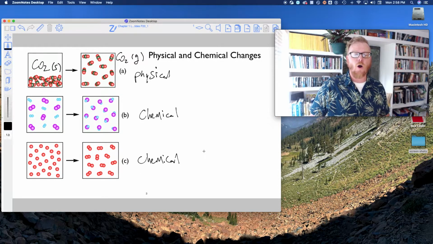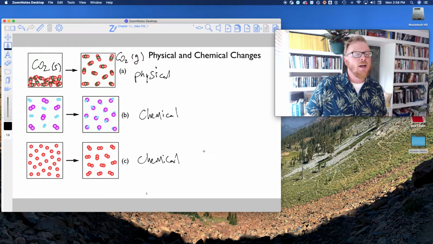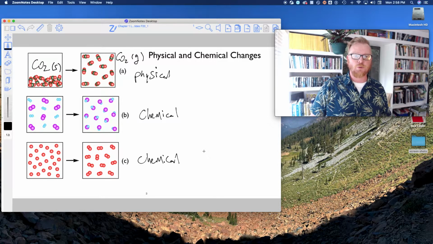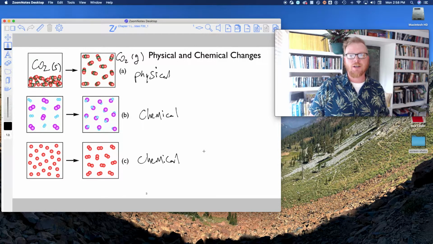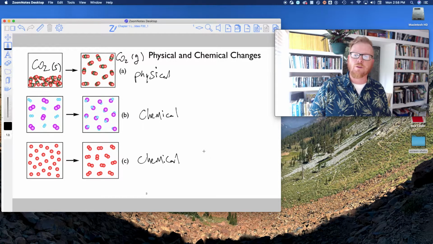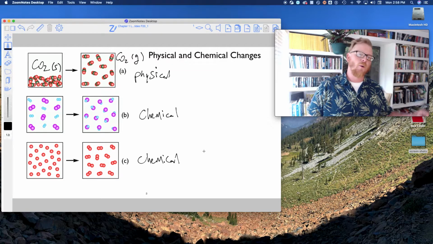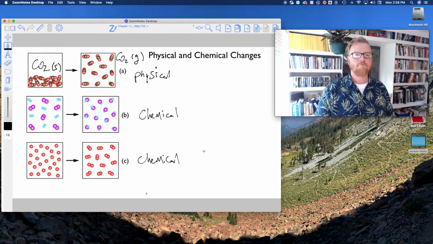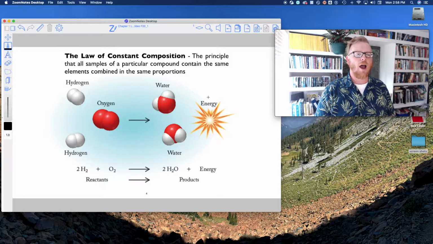Okay, so this is a chemistry class, but we will still very much talk about physical changes. So we need to make sure that we understand the difference between a physical change and a chemical change. Typically, a physical change involves something going from being a liquid to a solid, or a solid to a gas, or a gas to a liquid, etc. Okay? Moving right along.